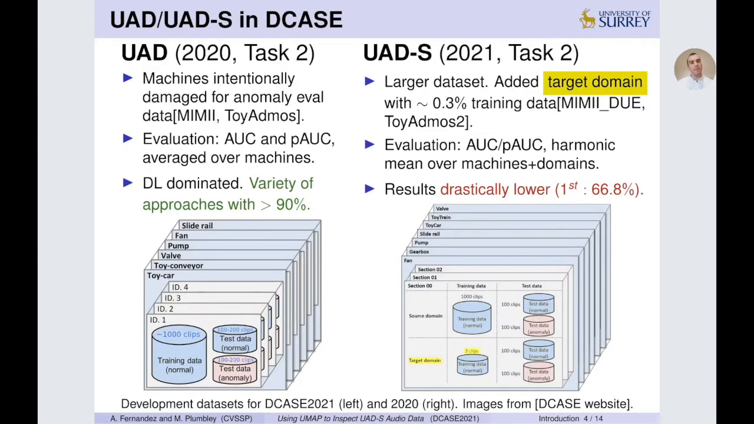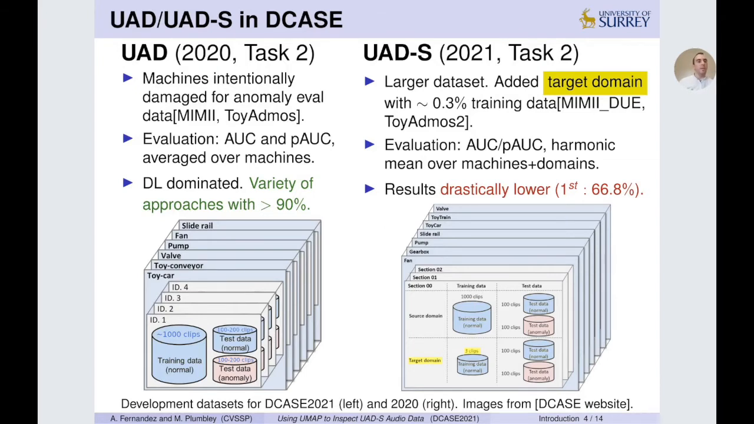The DCASE challenge has featured UAD and UADS tasks on the 2020 and 2021 editions, respectively. The 2020 edition featured a dataset with several devices that were recorded functioning normally. Those devices were then intentionally damaged in order to gather anomaly evaluation data. The evaluation was performed with AUC and pAUC metrics that measure the discrimination ability of the models. A variety of deep learning related models achieved scores above 90%.